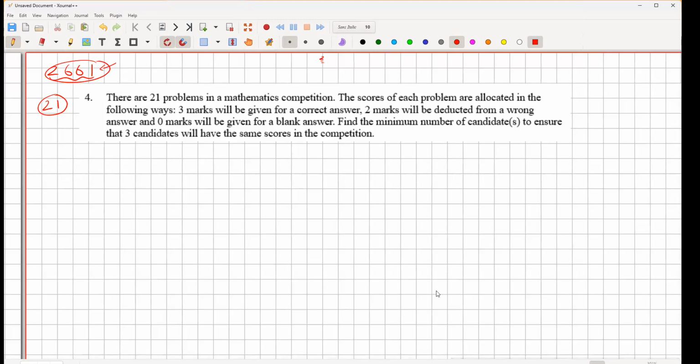So see, what is that to understand? There are 21 problems. I'm just repeating the question. There are 3 marks for positive, 2 marks for negative. That we understand. So there could be a different range of answers possible. Okay, so what is the highest possibility?